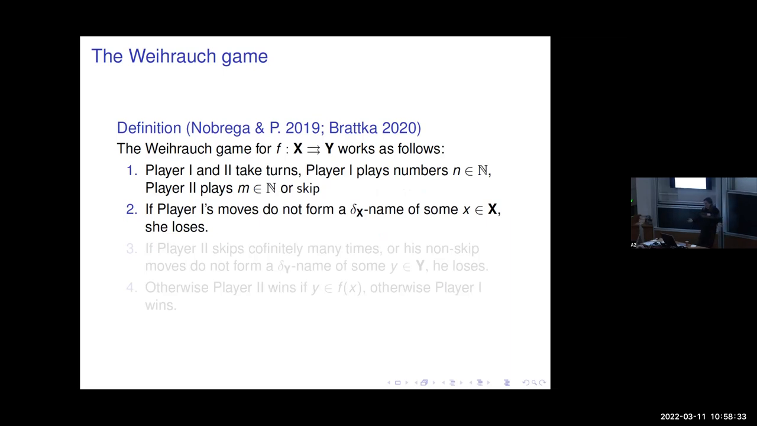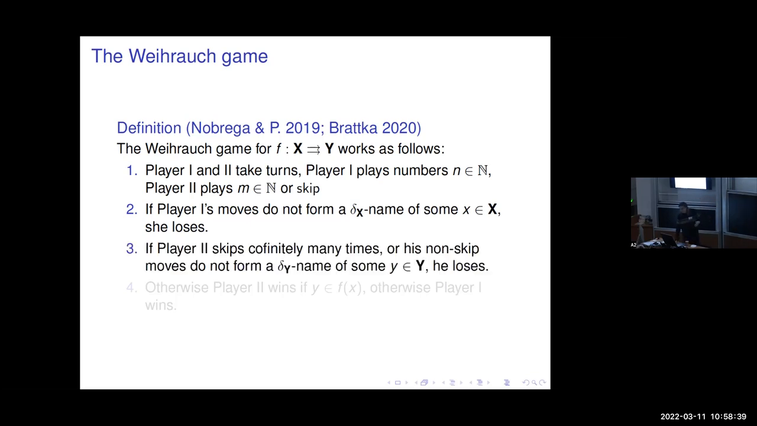If player one failed to do that in the limit, player one has lost, game is over. If player one isn't losing for that reason, player two might be losing because he skips too much. He is supposed to be actually playing numbers infinitely many times, and the numbers he is playing should form a name for some element.